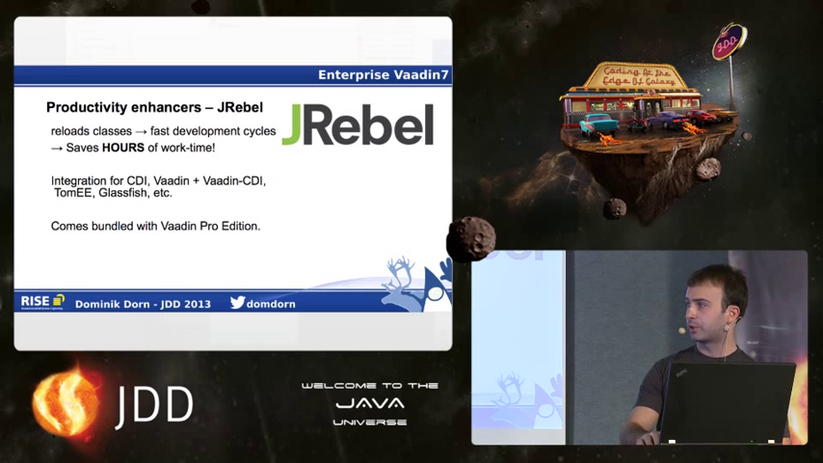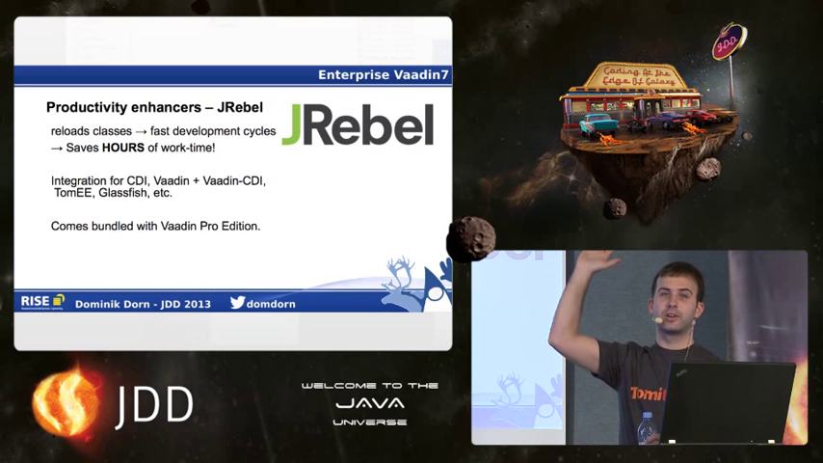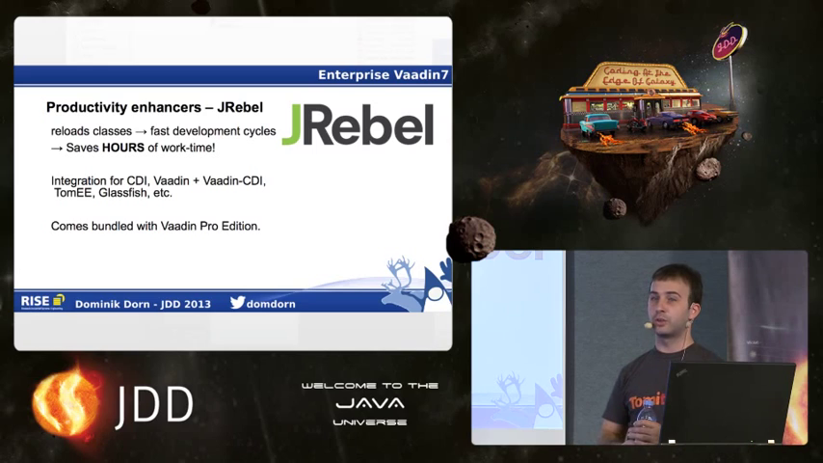Okay, and productivity enhancers. Well, a really great enhancer is JRebel. Who knows what JRebel is? Okay, lots of you. So for those that don't know JRebel, it's a tool that allows you to dynamically reload classes at runtime. So you basically can change some code, compile it again, and you can view the changes in your browser without the need to redeploy. It literally saved me hours of work.